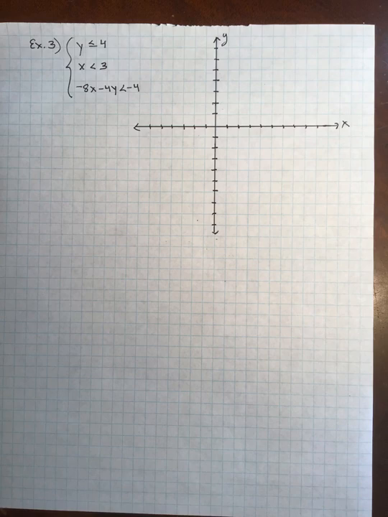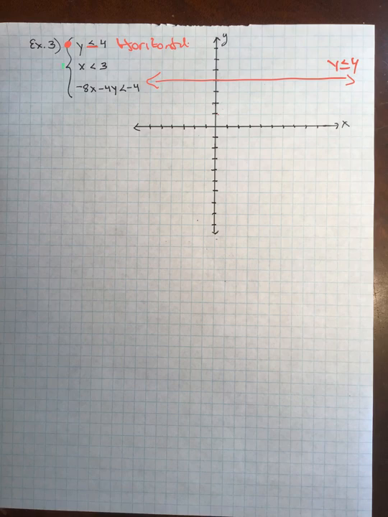I'm going to do the top one in red. That is like a y equals number, so this is going to be a horizontal line. If you go back and look at the notes, that's going to be at 4, and it's going to be solid. So 1, 2, 3, 4. So that's going to be the solid line. So I'm going to write y is less than or equal to 4 line.